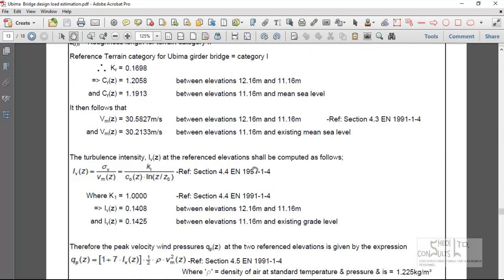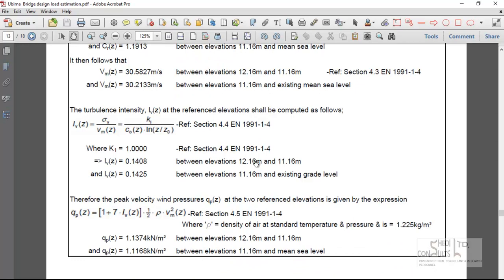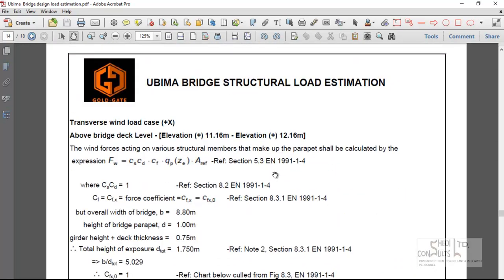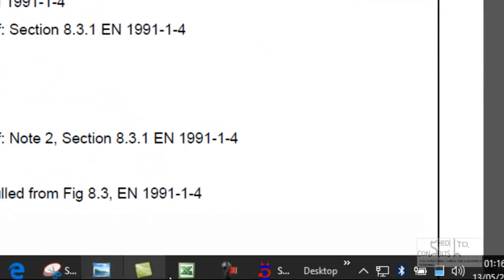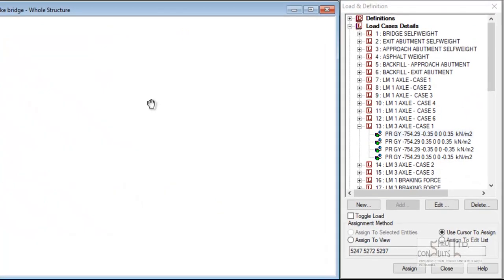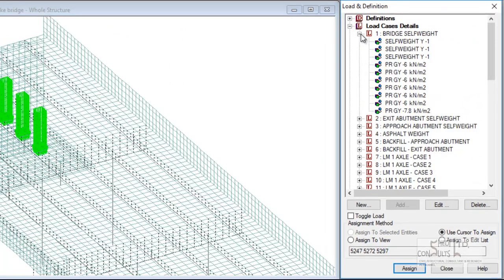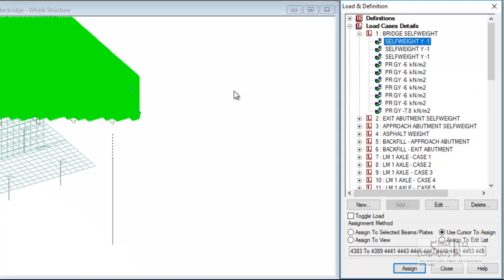The code specifies that you would have to comprehensively compute the wind loads for all the substructures and superstructures during installation and then during operation of the various bridge components. So let's look at how this was applied. And so firstly, we have the self weight of the bridge. So you can see that's the entire self weight of the bridge.